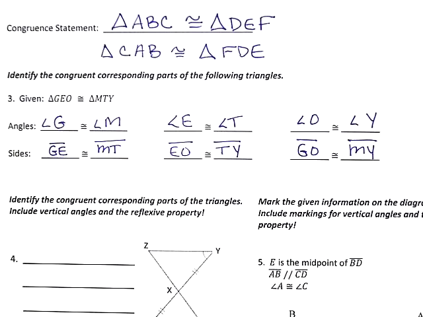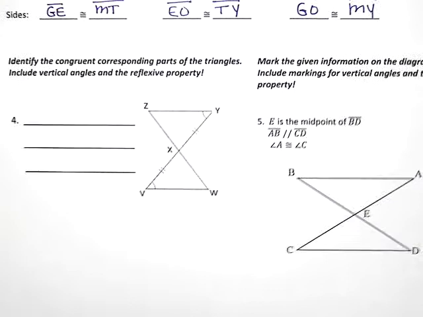Okay, that's it. You don't even have to draw the triangles again. You don't have to do any markings. You don't have to do anything. You literally just have to look at the congruence statement and tell me the congruent segments and angles. It's pretty easy. Two more little things that we've got to do.